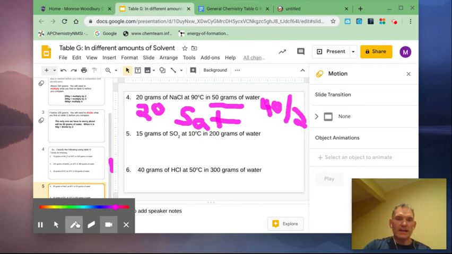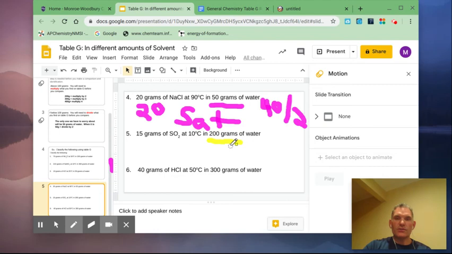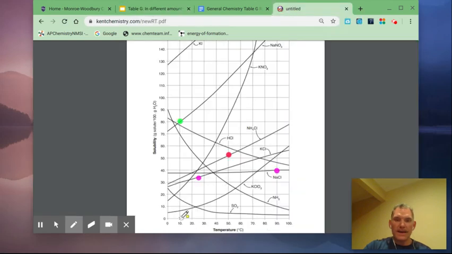Number 5, let's use yellow this time. We haven't used yellow in a while, okay, at all. So here I have 200 grams of water. This time I'm looking at SO2 at 10 degrees Celsius. Boom, right there. I'm going to estimate that to be about 17. So 17 grams is what's in 100.